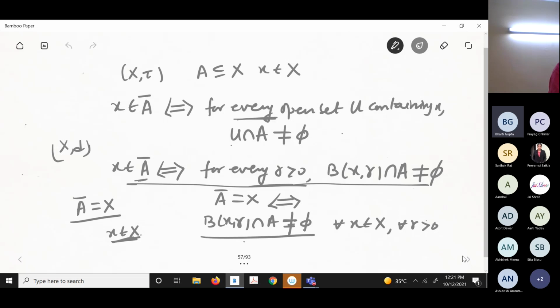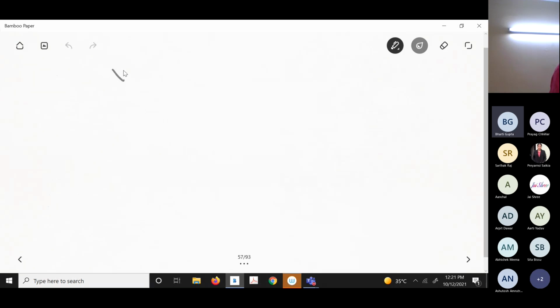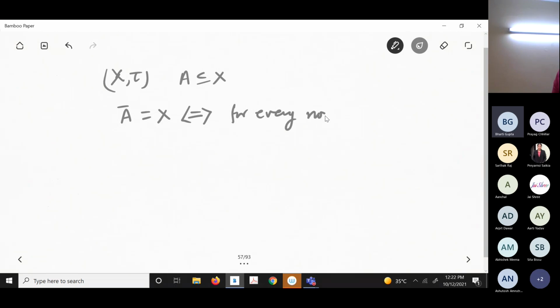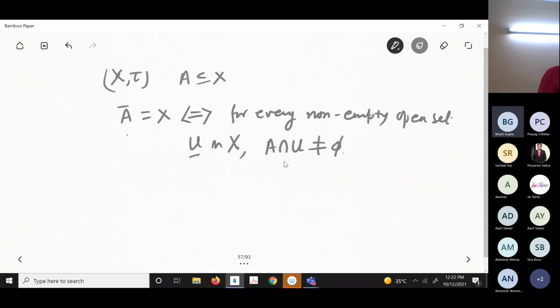Though I don't need it right now, you can see that if you take a topological space X and A a subset of X, then A bar equals X if and only if for every non-empty open set U in X, A intersection U is not equal to phi. You just take any point in any open set; U will be a neighborhood of that point, but A is dense, so it will have this.